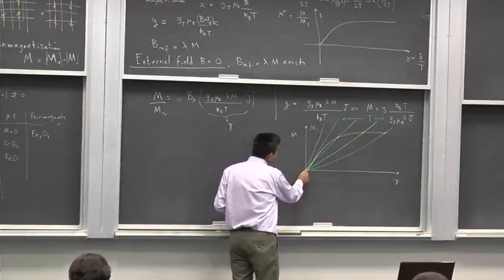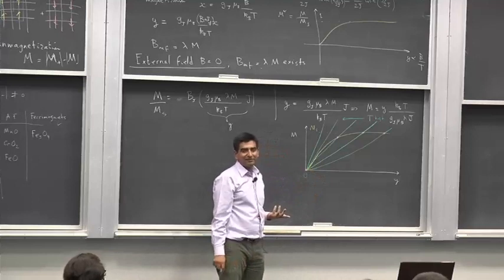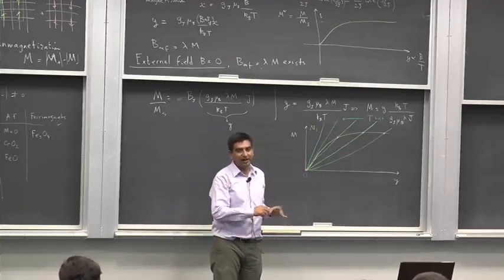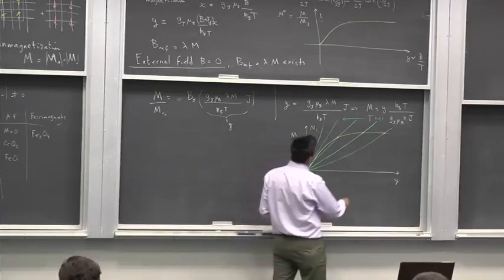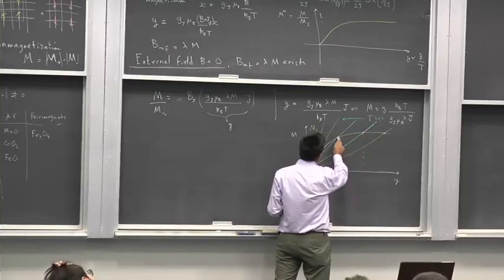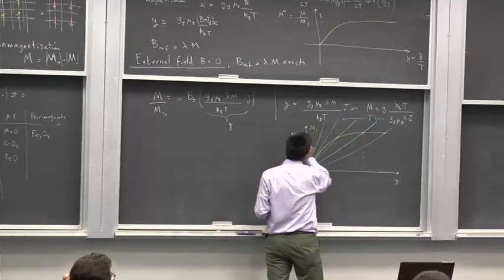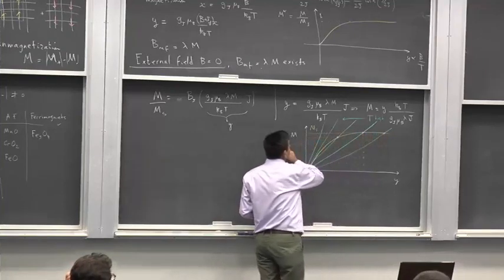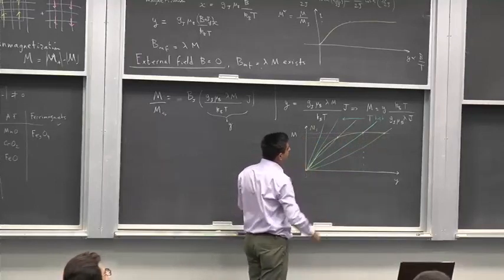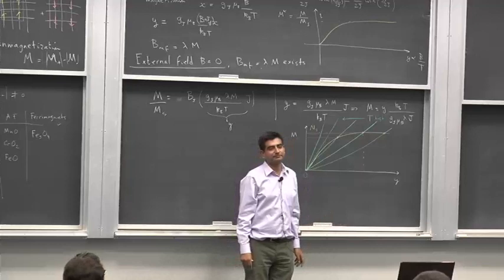I notice that M equals 0 is always a solution. This point is always a solution. So the sample can be unmagnetized, but it's also possible that for certain values of y, I can get solutions, I can get magnetizations. I can have an internal field which can magnetize the sample.